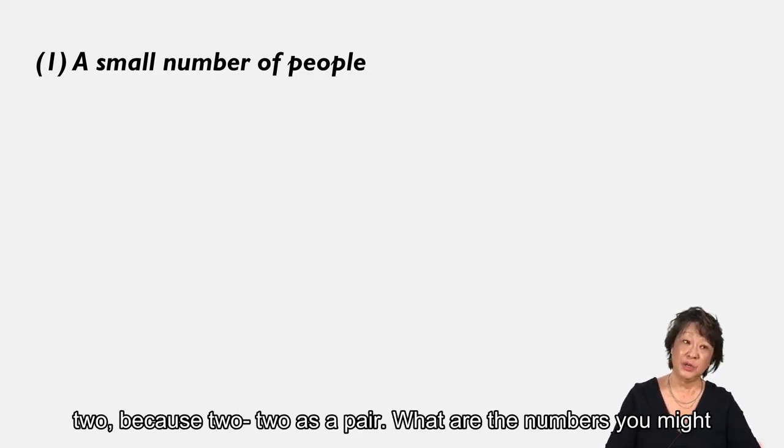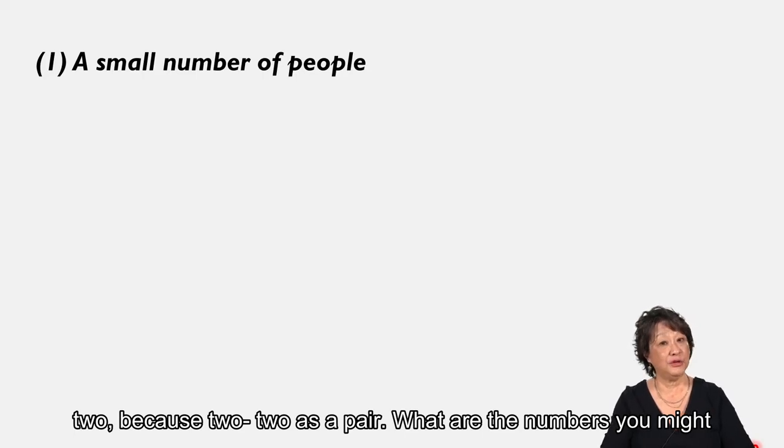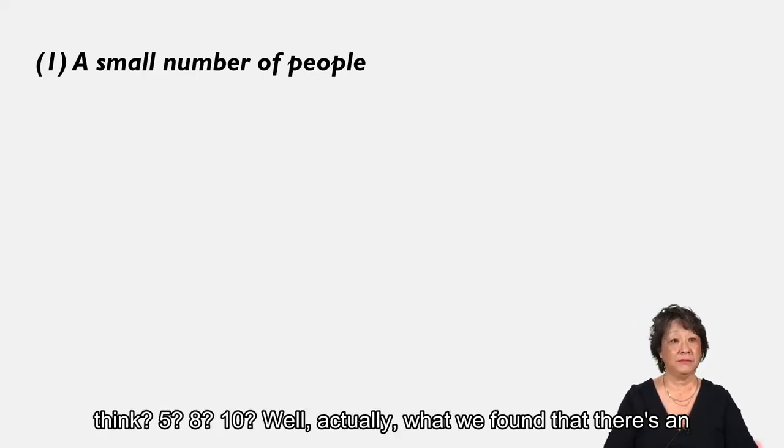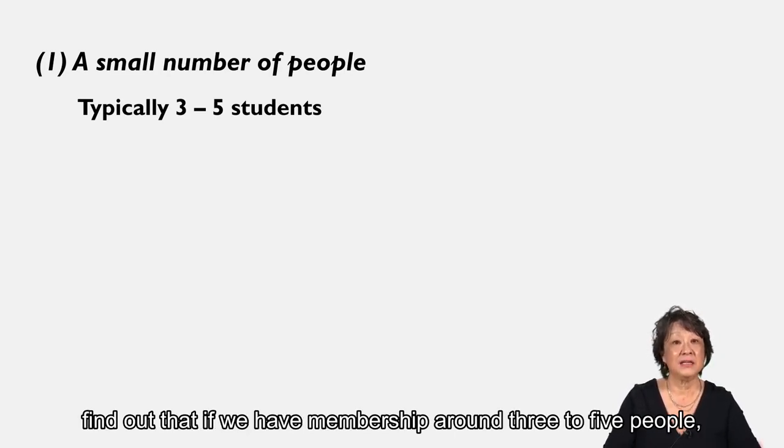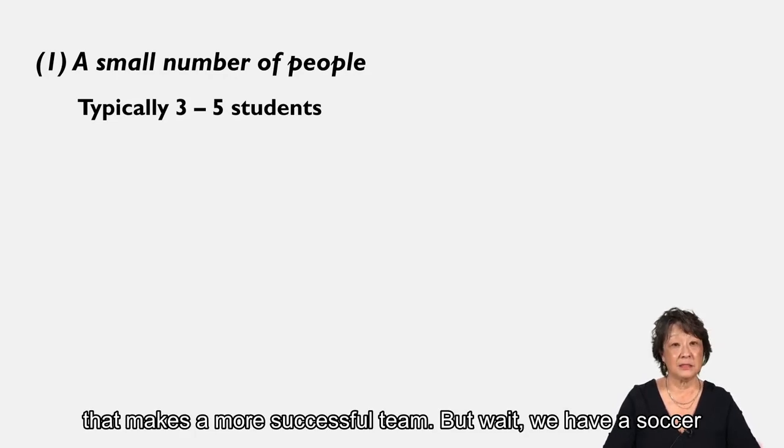Well, it's more than 2 because two is a pair. What are the numbers you might think? 5, 8, 10? Well, actually, what we found out is there's an optimal number, and it's usually about 3 to 5 students. So we find that if we have a membership around 3 to 5 people, that makes a more successful team.